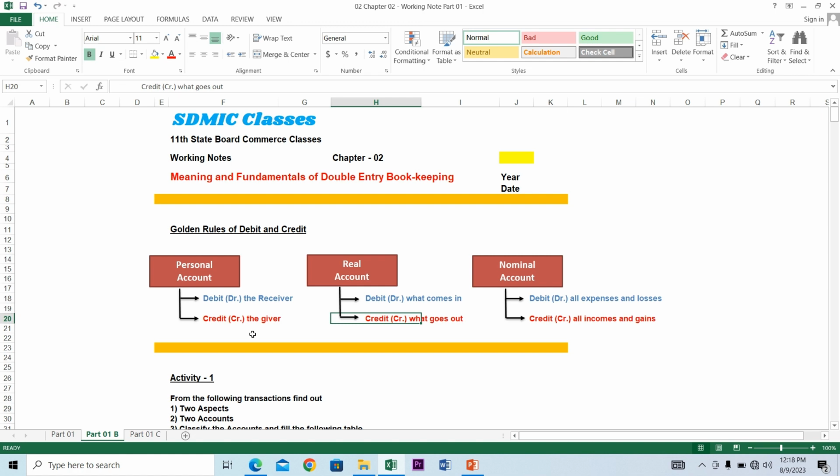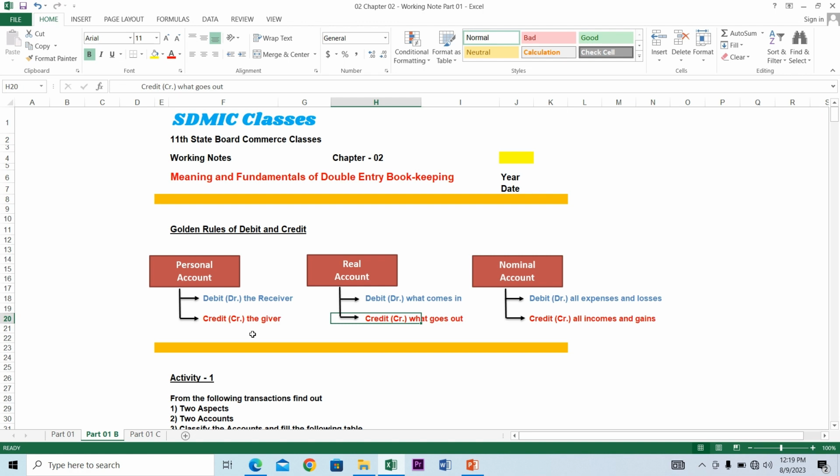And if it is a real account, debit what comes in and credit what goes out. I have explained in the last class, if it is a cash purchase, the cash account is a real account, and the purchase account is a nominal account.